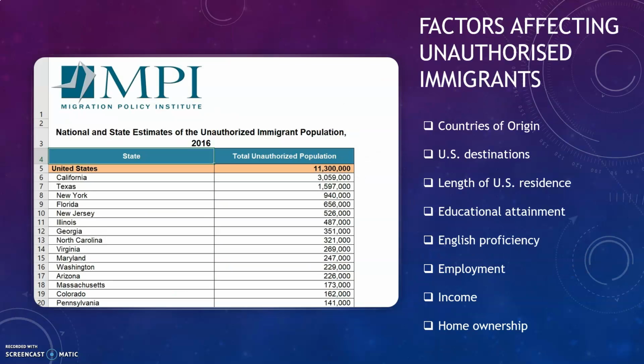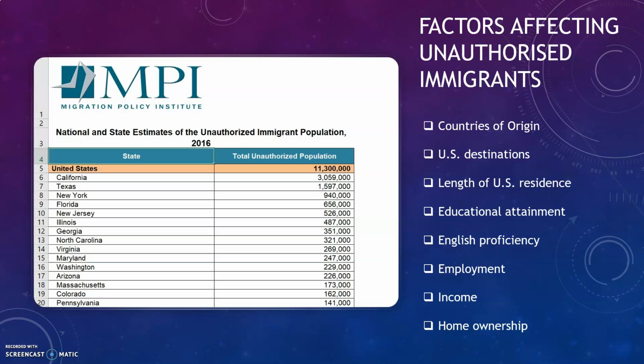Then moving to the more important part, data done by the Migration Policy Institute of the United States. They came up with this data in 2016, the national and state estimates of the unauthorized immigrant populations. These are the major states having the most unauthorized population. States like California, Texas, New York, Florida, New Jersey, and Illinois are favorites among unauthorized immigrants.